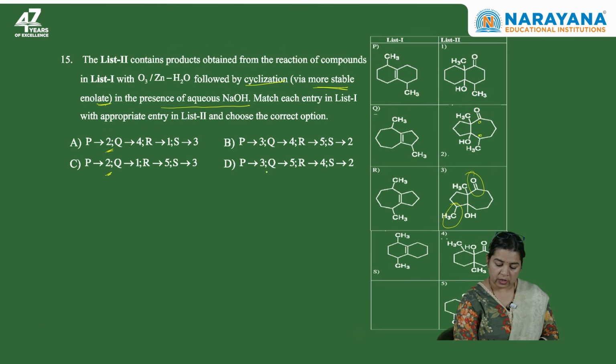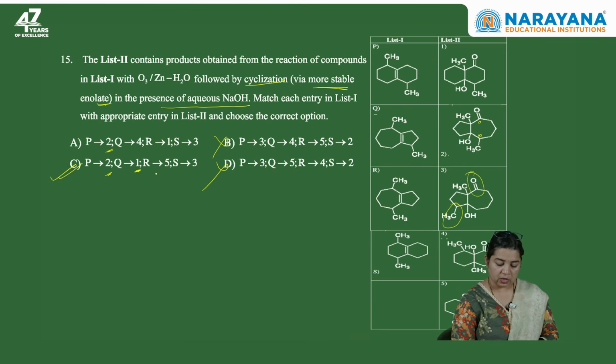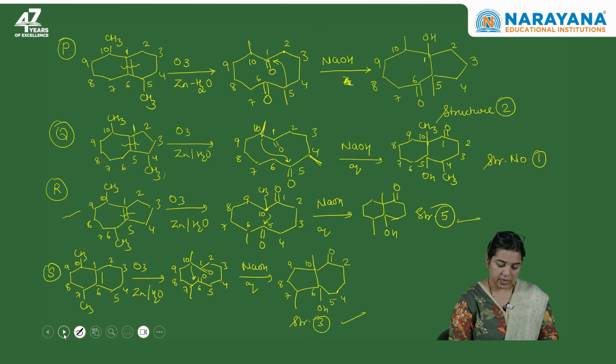P2. Okay, so these two options are gone. Q1, it seems this is a chance. Let's see others. R5, S3, recheck. R5, S3. Okay, so the correct answer for this question should be C option. Let us move to the next question.